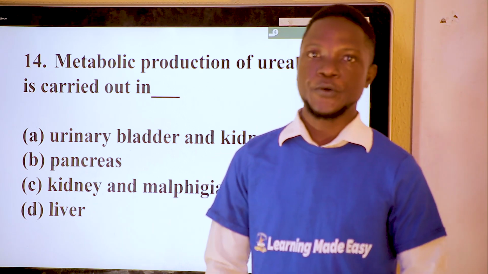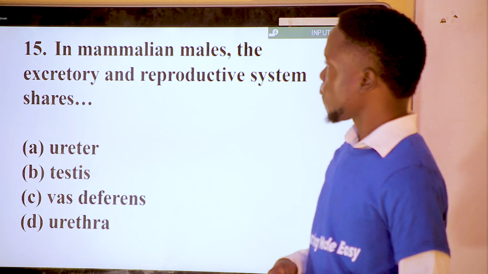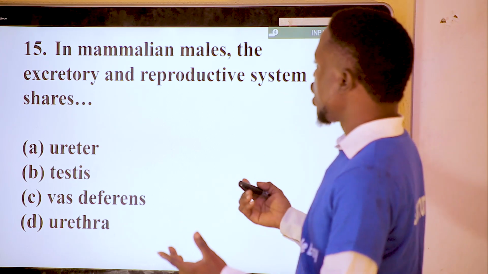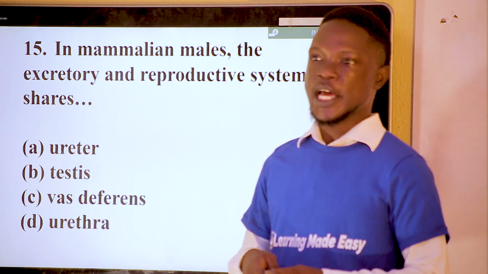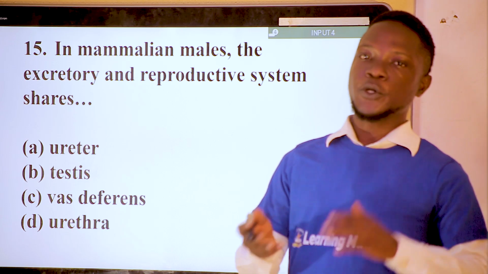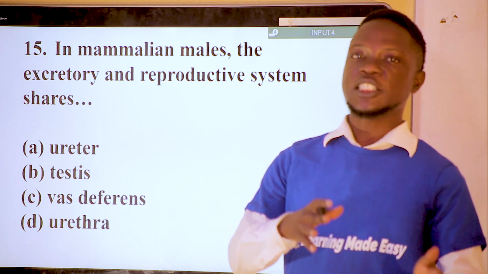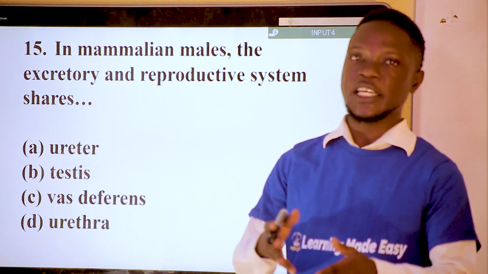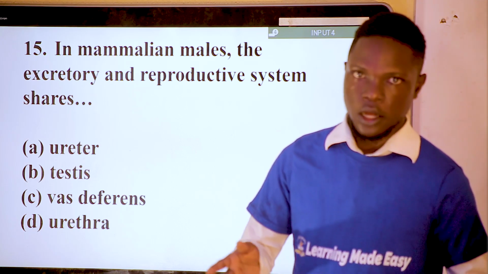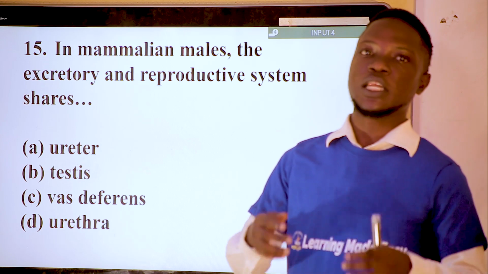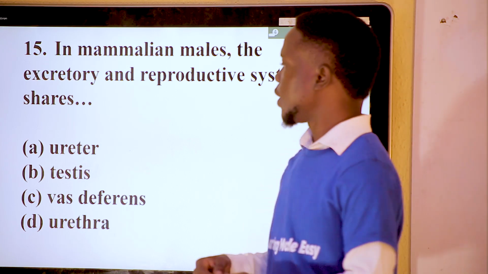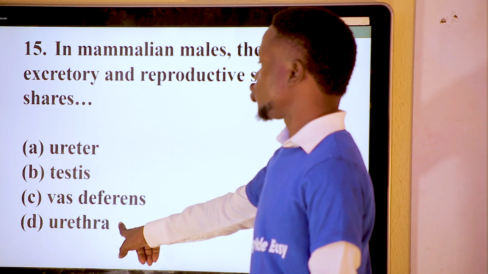Next question. Question number 15. In mammalian males, the excretory and reproductive system shares dash. In the mammalian males, both the reproductive and the excretory system is connected via a tube that is called the urethra. The urethra is the one that connects the bladder to the exterior. So the answer is the urethra.